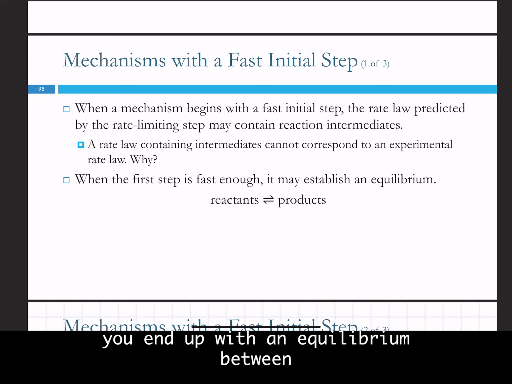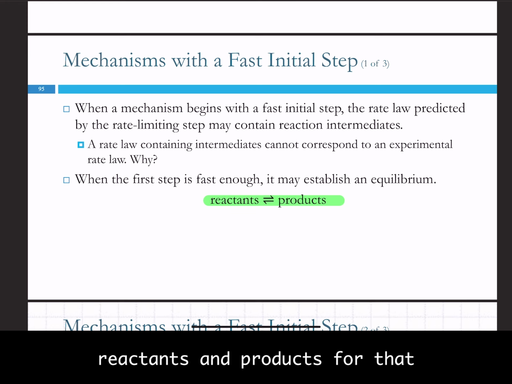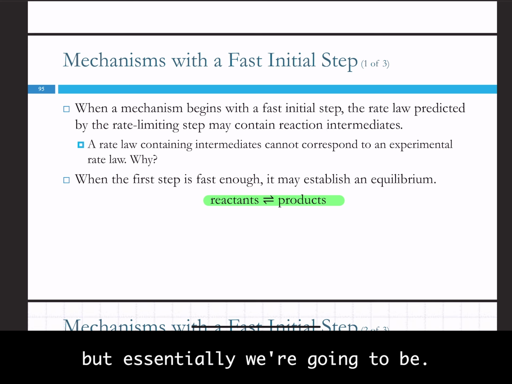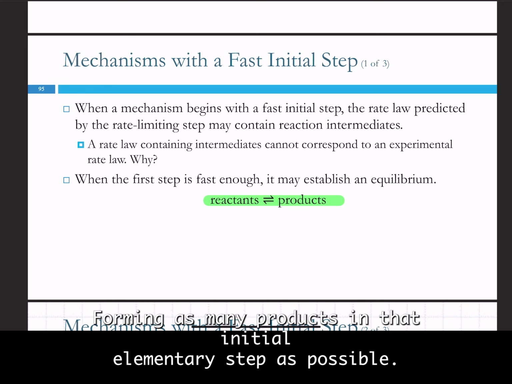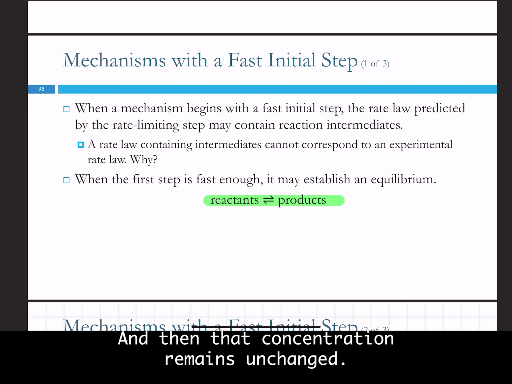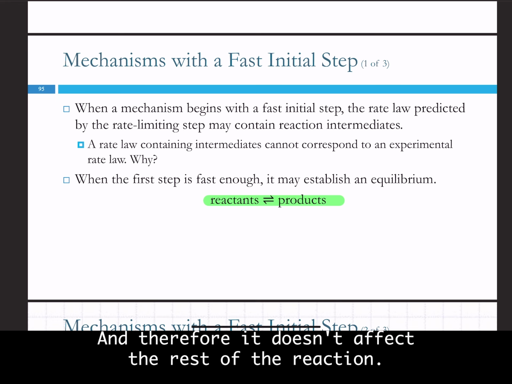And what happens is actually you end up with an equilibrium between reactants and products for that first elementary step. We haven't covered equilibrium yet, but essentially we're going to be forming as many products in that initial elementary step as possible, and then that concentration remains unchanged, and therefore it doesn't affect the rest of the reaction.